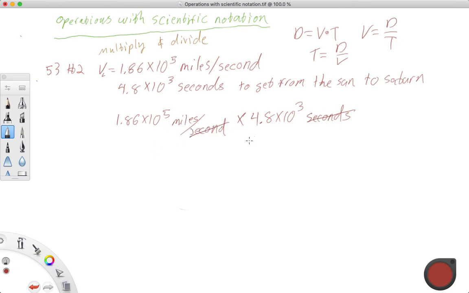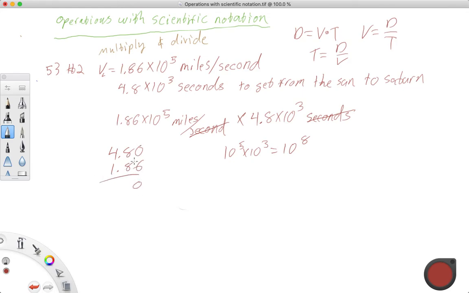Let's do our powers first because that's easiest to do. So we have 10 to the 5th times 10 cubed. We're going to add our exponents. That's 10 to the 8th. And then we can do our other multiplication. So we're doing 4.80 times 1.86.